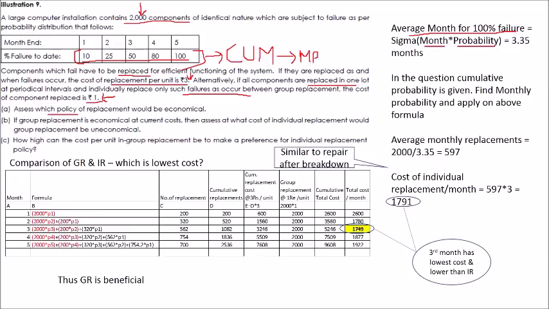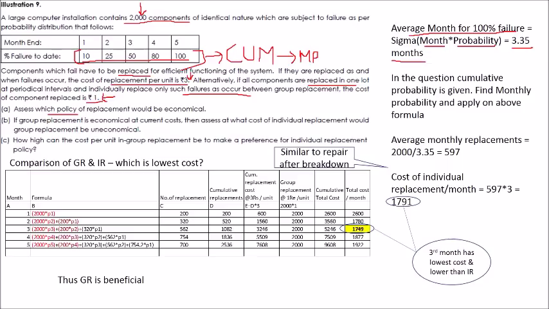So monthly probability, I call it as MP. From the cumulative probability, you need to find the monthly probability, multiply the monthly probability by the respective month, and by totaling that you will get the average. So this is similar to illustration 4, guys. You get 3.35 months, in which there is a chance for 100% breakdown. Okay. So in the question, cumulative probability is given. Find the monthly probability, and apply the formula.